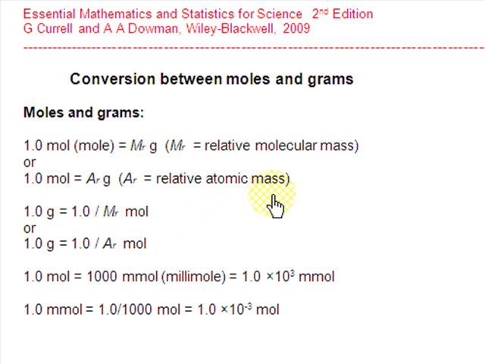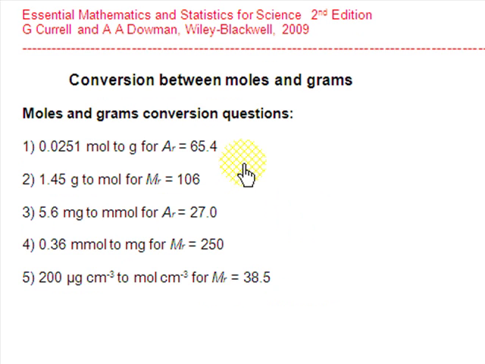the relative atomic mass. We can also say that 1 mole is equal to 1,000 millimoles, which is 1 times 10 to the 3 millimoles, and then reversing this relationship, 1 millimole is equal to 1 divided by 1,000 moles, which can be expressed as 1 times 10 to the minus 3 moles. We can now work through the answers to these questions on converting between moles and grams.